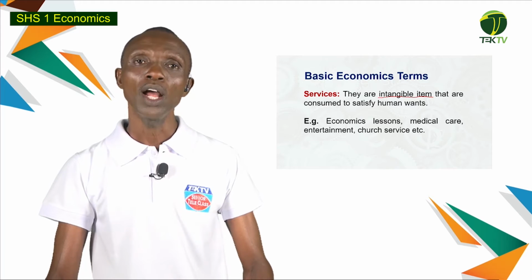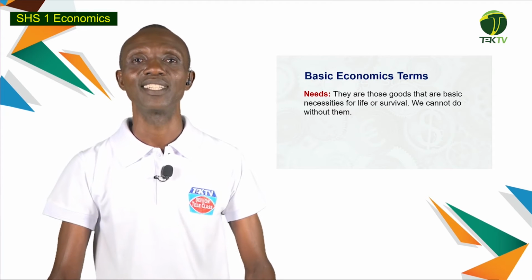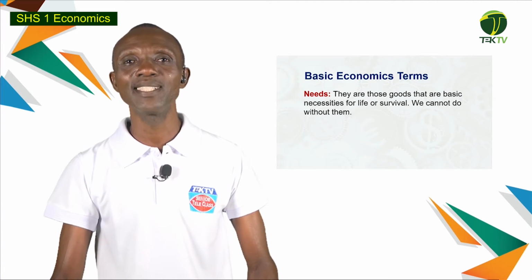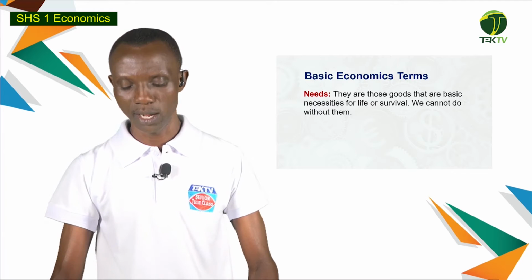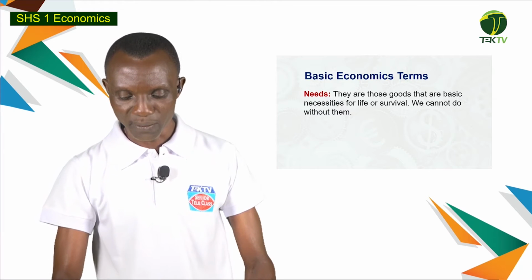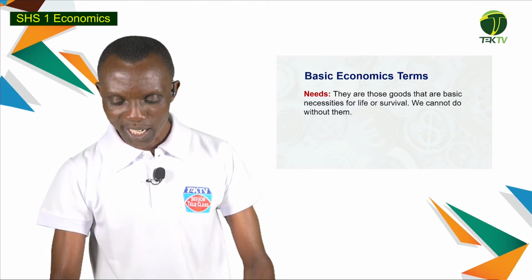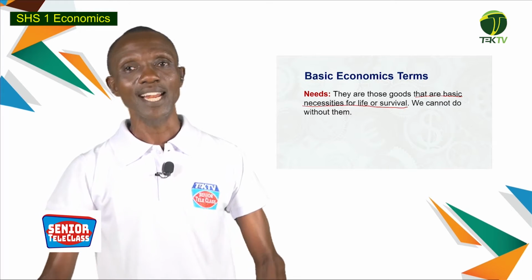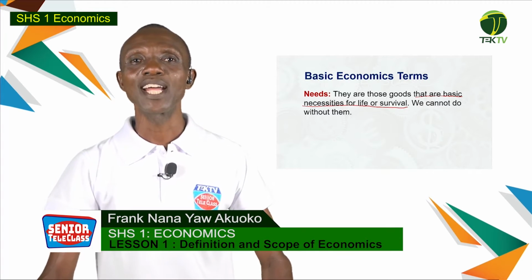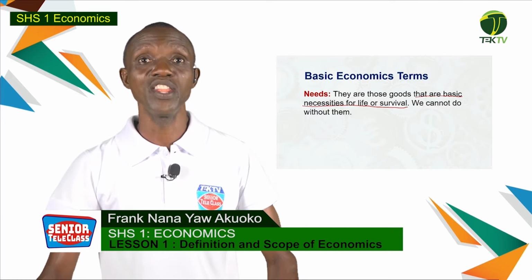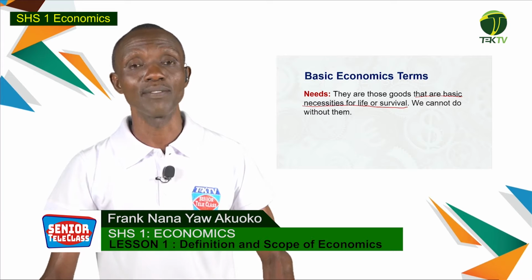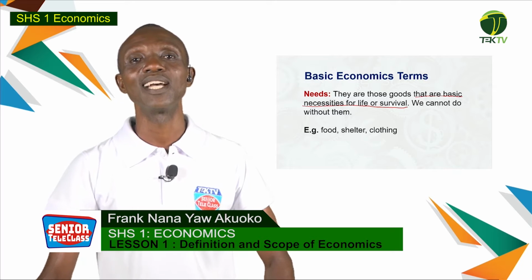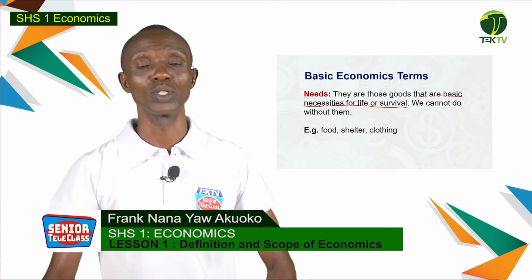Good. Again, we could talk about needs. Now, they are those goods that are basic necessities for life or survival. Once again, let's emphasize that those goods that are basic necessities for life and survival. Now that means that for needs, we cannot do without them. We need them for basic survival, for life. And examples are food, shelter, clothing, and so on and so forth.